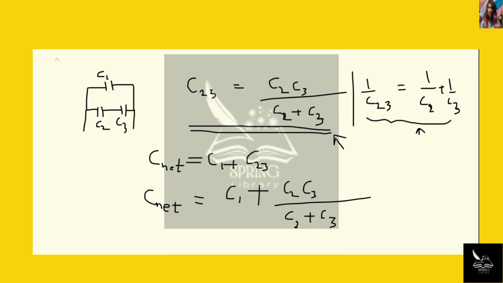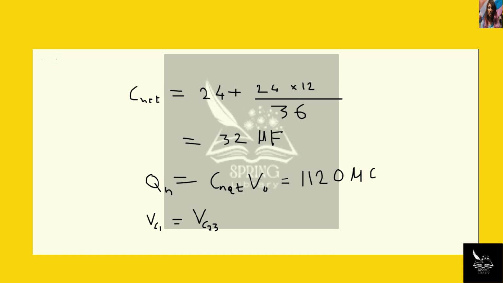Now, since the values are given, we can find out C net. Value of C net we can find as 32 microfarad. Value of C1 was 24, C2 was 24, and value of C3 is 12. Now, with this given value of C net, you can find out Q net, C net times V, which is equal to 32 times 35, which is 1120 microcoulomb.